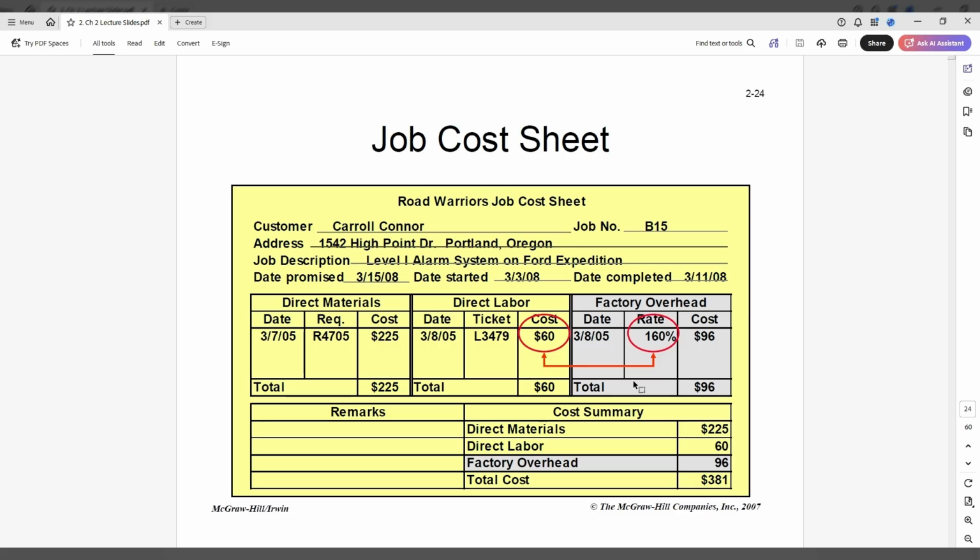And so the way that we're doing it here is we are saying that every time that we incur direct labor, we're just going to immediately allocate 160% of that time. So the way to do that would be take this times 1.6, and that gives us 96. So we're basically just coming up with an estimate of the overhead we think this job probably took, and we're basing that on direct labor costs.